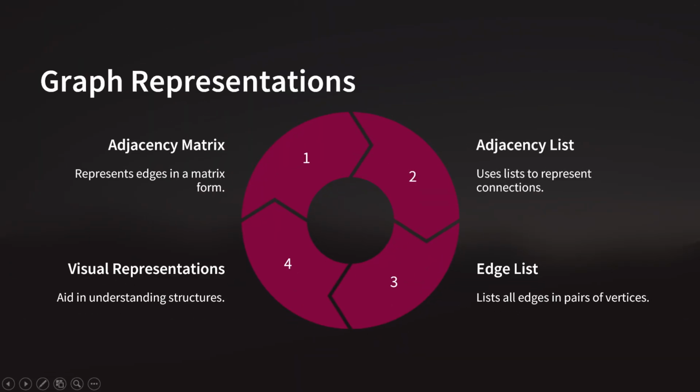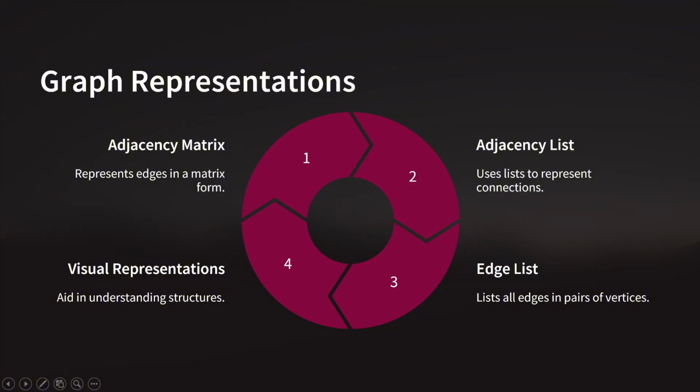How do we work with graphs in practice? We represent them computationally. One common way is an adjacency matrix. This is a square matrix where a 1 indicates an edge between two vertices and a 0 indicates no edge. It's great for quickly checking if a connection exists. Of course, the visual representation, the simple drawing of dots and lines, is often the first and most intuitive way we can understand the graph structure.